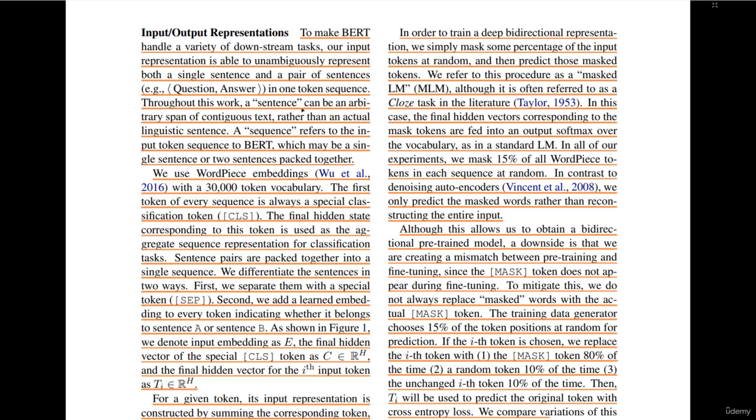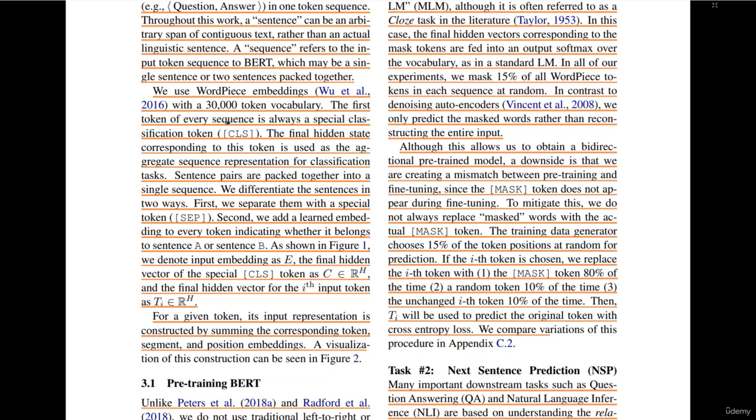Now, throughout this work, a sentence can be an arbitrary span of contiguous text rather than an actual linguistic sentence. A sequence refers to an input token sequence to BERT, which may be a single sentence or two sentences packed together. Now, they use WordPiece embeddings with a 30,000 token vocabulary. And the first token of every sequence is always a special classification token, CLS. The final hidden state corresponding to this token is used as the aggregate sequence representation for classification tasks.